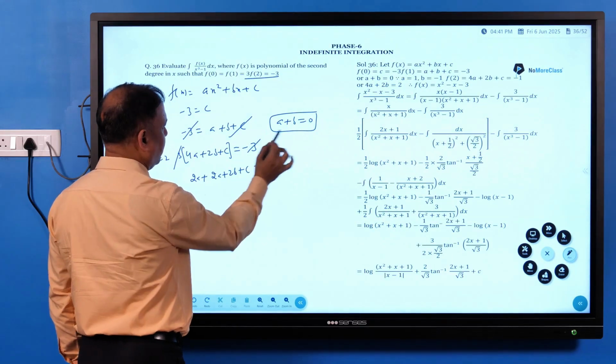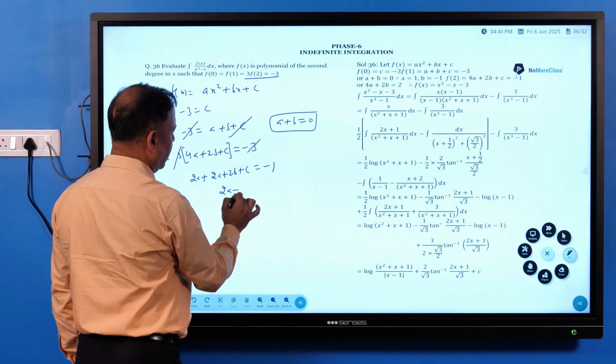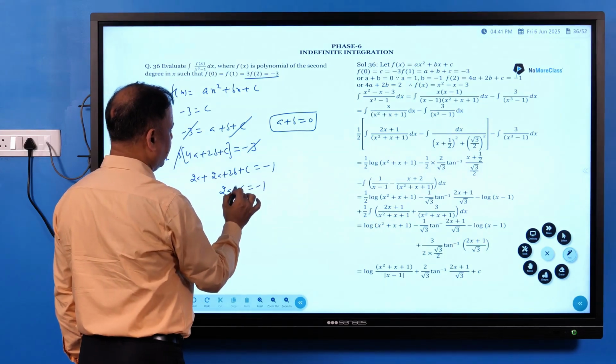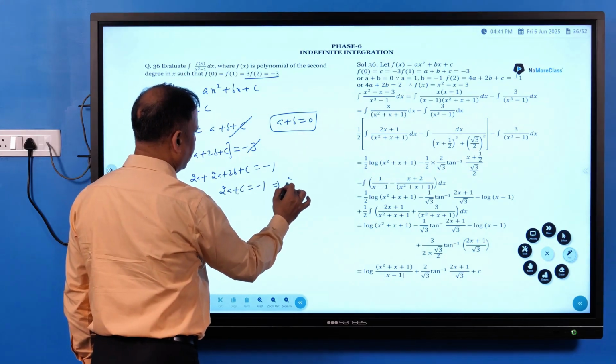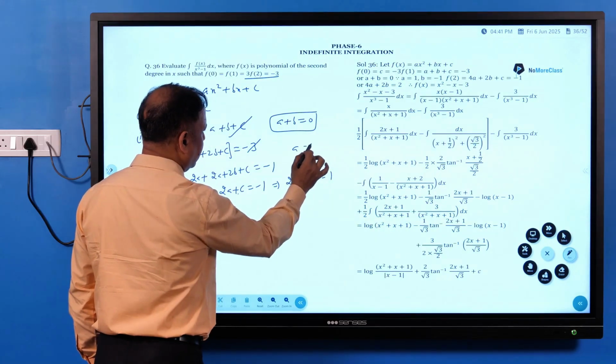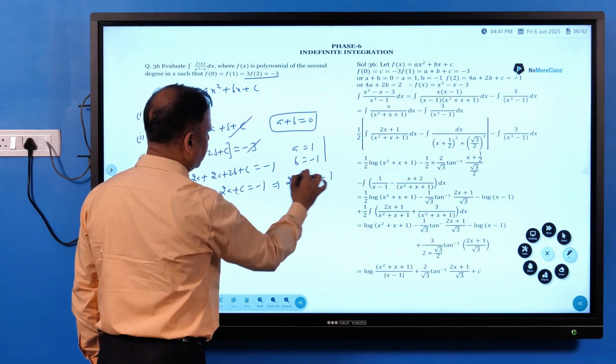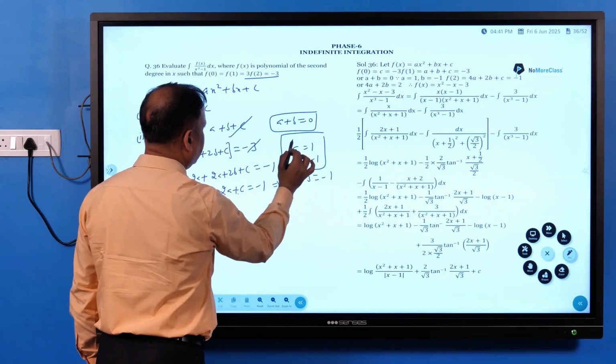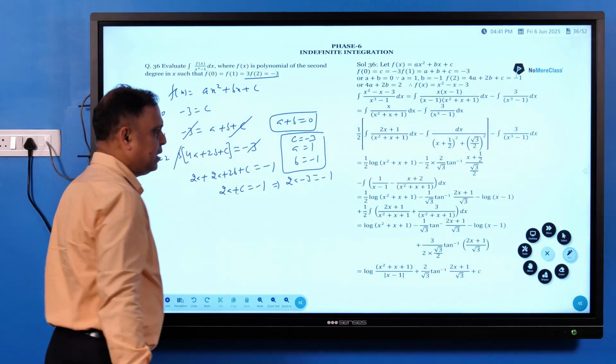Now 2a + b, how much is it? It is 0. So 2a + c = -1. c is -3, so this gives 2a - 3 = -1, so 2a = 2. This gives a = 1 and b = -1. And c is -3. These are the values.